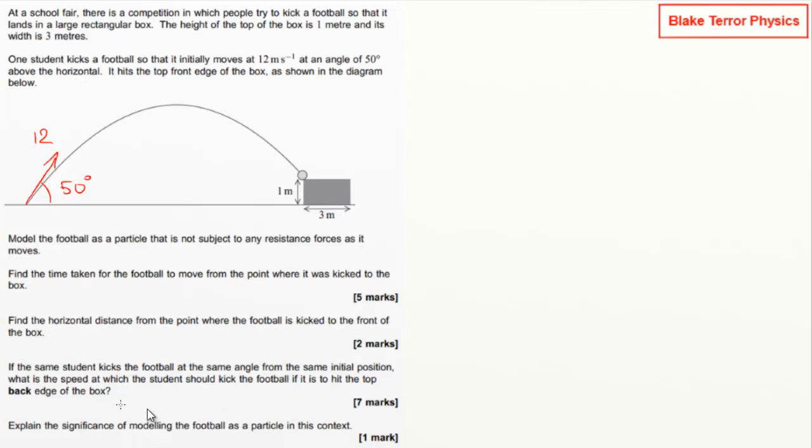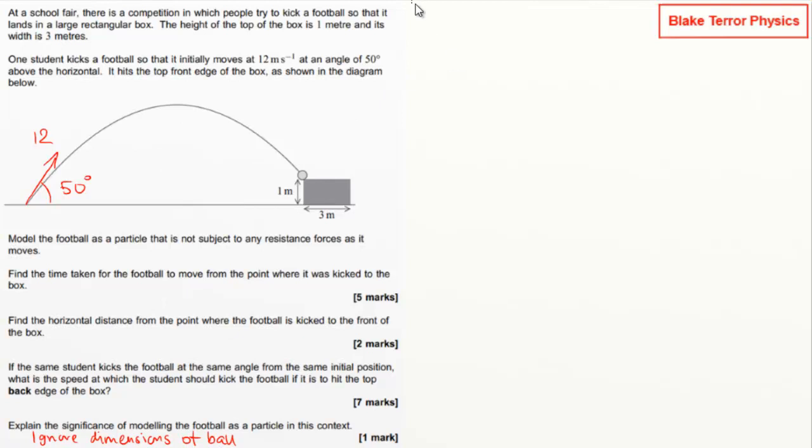Well, we can already say the last bit because we can ignore the dimensions of the football. Otherwise we don't know exactly where it started from, because we'd have to reduce it down to its centre of mass. We wouldn't know exactly when it's hit the box. So we can put down: ignore dimensions of the ball. You could turn that into a slightly more fluent sentence, but you get the idea if you were writing it in an exam.